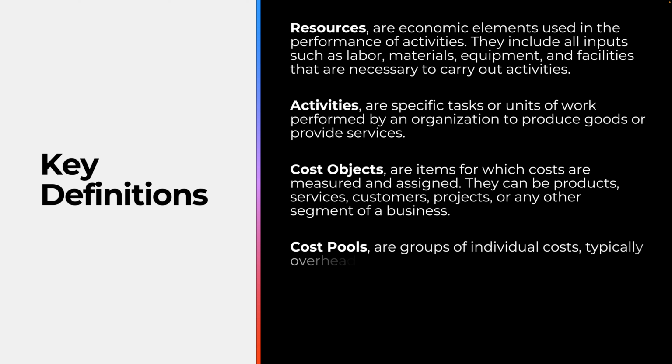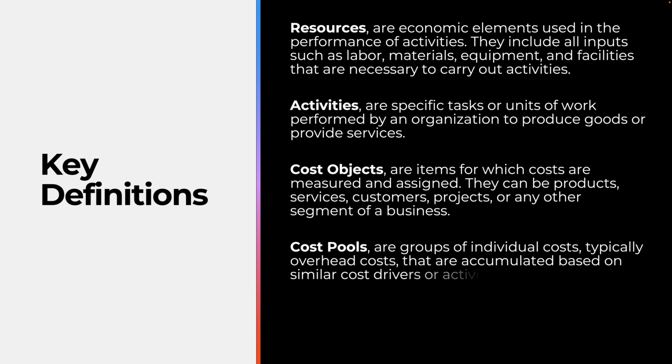These are groups of individual costs, typically overhead costs, that are accumulated based on similar cost drivers or activities. Instead of assigning costs individually, similar costs are grouped together. For example, all costs associated with machine maintenance might be grouped together. Cost pools simplify the allocation process. Unlike volume-based costing, where all overhead is grouped into one or maybe two pools, activity-based costing might have many cost pools.